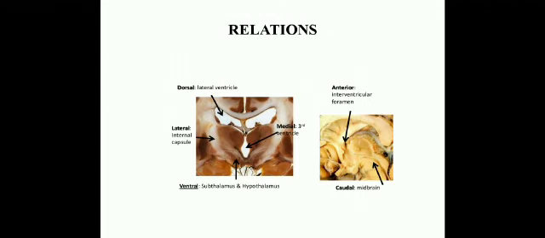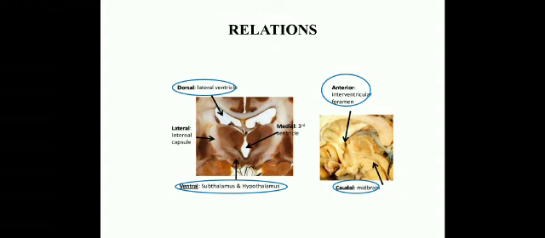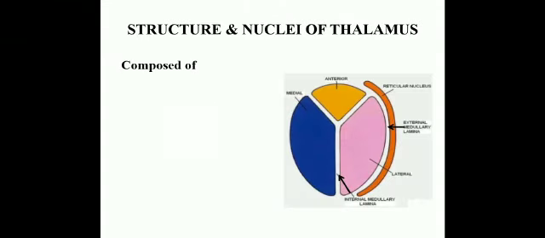Relations. Here you can observe the thalamus: anteriorly it is related to the interventricular foramen, caudally to the midbrain, dorsally to the lateral ventricle, ventrally to the subthalamus and hypothalamus, medially to the third ventricle, and laterally to the internal capsule.